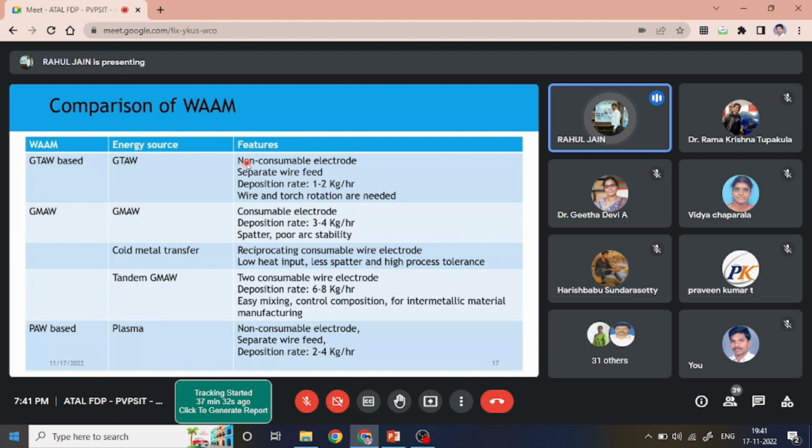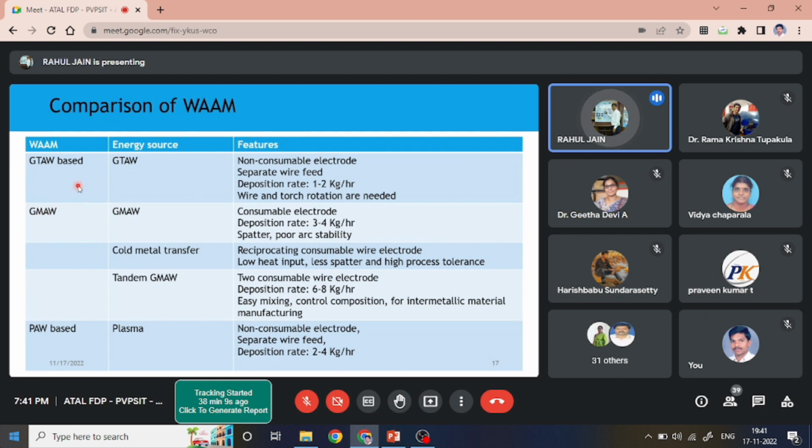So either you need to have a powder in place, the way we do in powder bed fusion, or we need a separate wire feeder which can be fed in to generate this. What is the biggest advantage of this WAM process? See the deposition rate. The deposition rate for the WAM process is very high, 1 to 2 kg per hour. This is substantial, right? Which is very difficult to get with the laser based process. But again, both processes have their own advantages and disadvantages. And next, wire and torch rotations are needed in order to make a complicated shape.